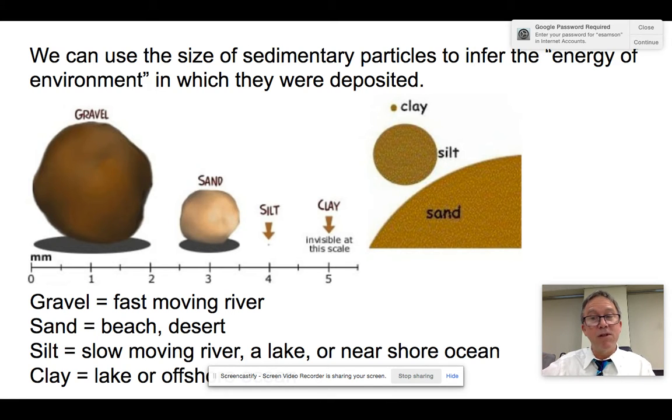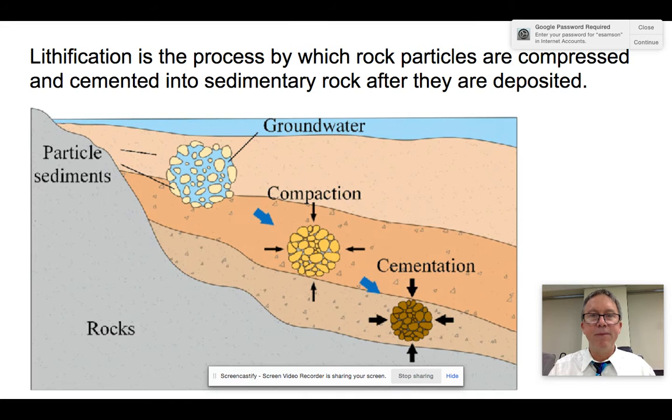The waves would keep the silt up in the water, but once you get beyond that, they'll settle to the bottom. And when I find clay, I think, like, I'm basically in a big deep lake, or I'm very far away from shore. Maybe half a kilometer or more offshore, and then the clay is going to settle down to the bottom.